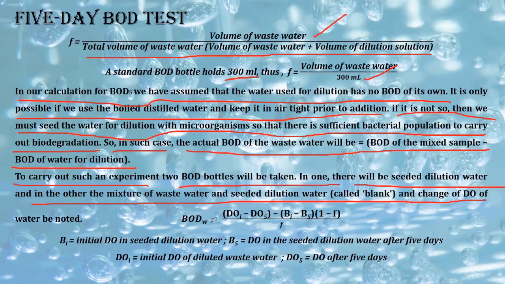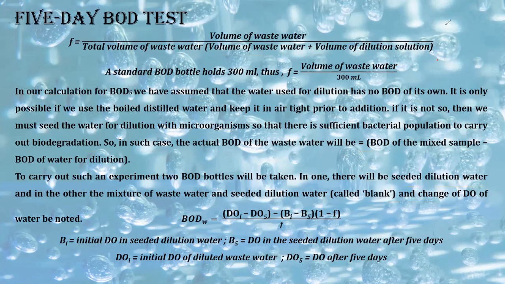And for the BOD of this particular water, the formula that will be used is this one, right? BODW is equal to (DOI minus DO5), the previous formula, minus (BI minus B5), all divided by the dilution factor. Now what is BI and B5? BI is the initial DO of the seeded solution, and B5 is the solution after 5 days. Okay. 1 minus F is the dilution factor that we already know, right? Okay. And DO5 and DOI have their usual significance. Okay. Let us go to the next slide.